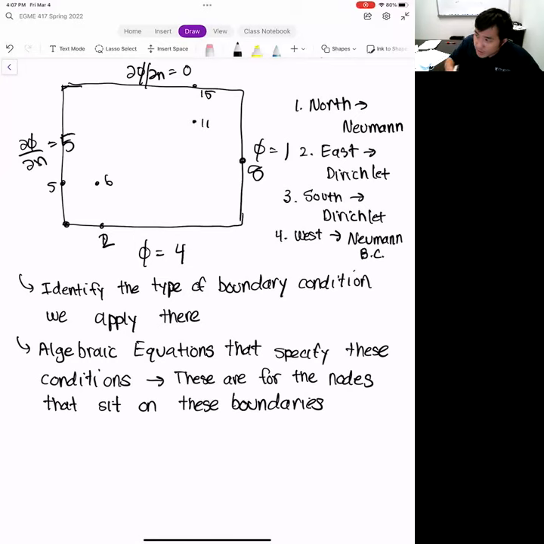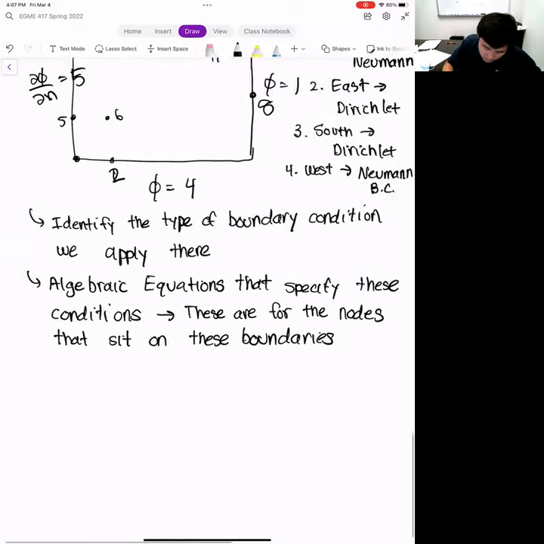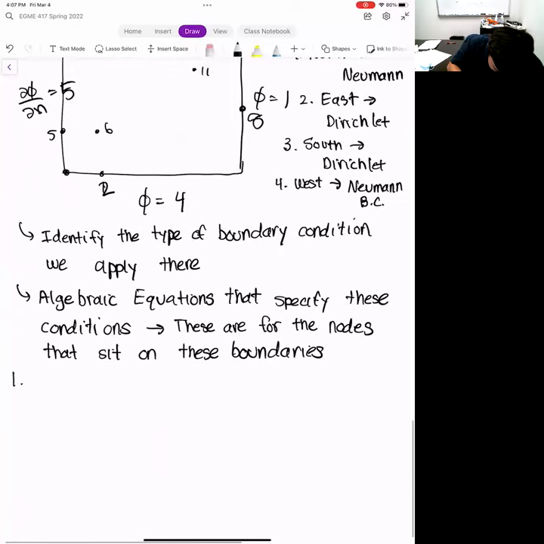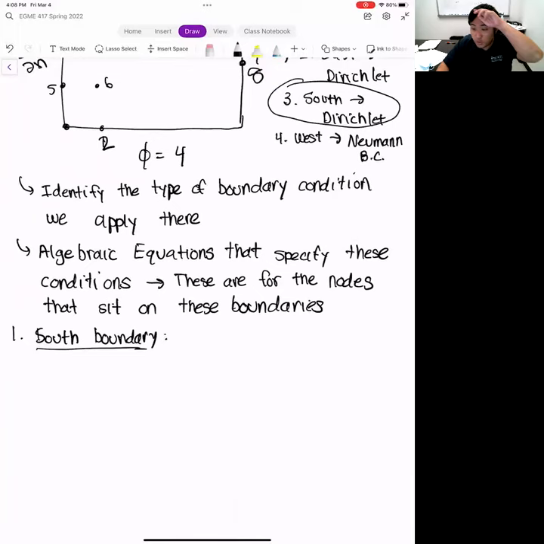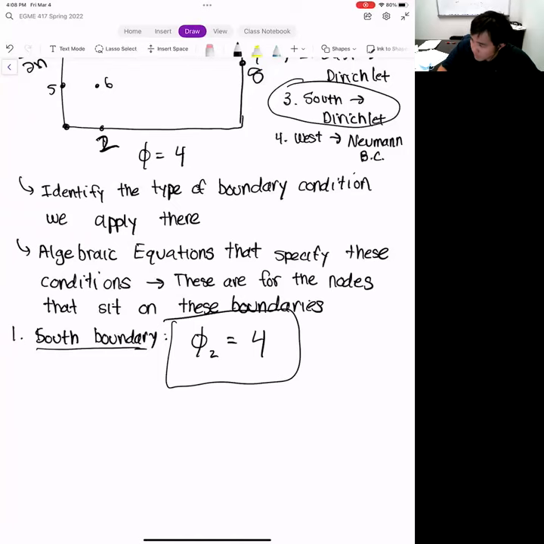So let's start with the easiest one and work our way around. Let's start with the bottom boundary, or the south boundary, I should say. The south boundary has a Dirichlet boundary condition, and for Dirichlet boundary conditions we just directly specify the solution value. One such node on the south boundary is node number 2. Since phi is equal to 4 on everything on the south boundary, we can say phi2 is equal to 4.